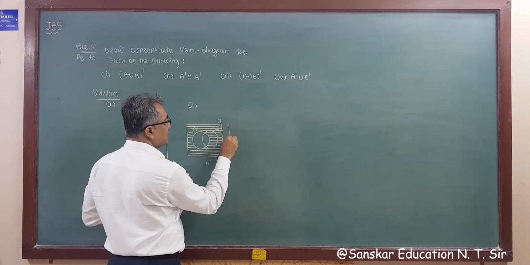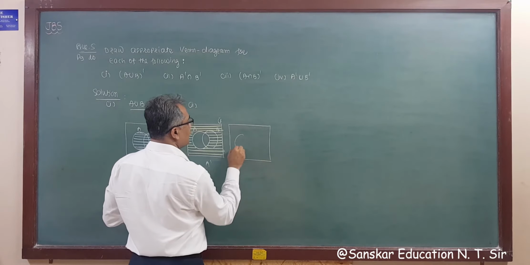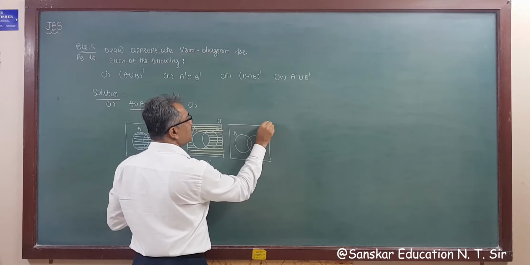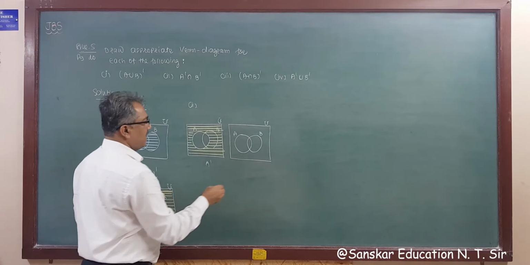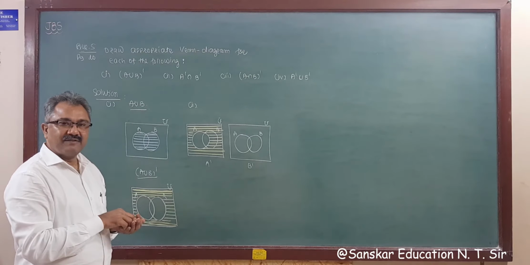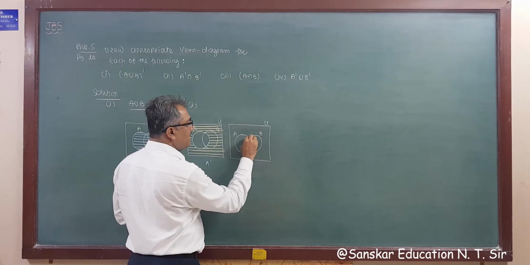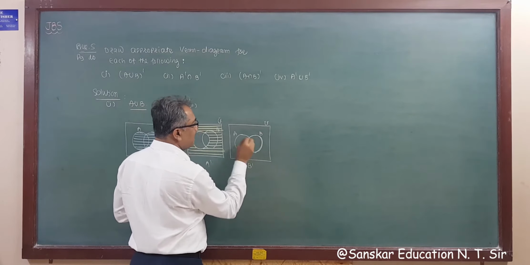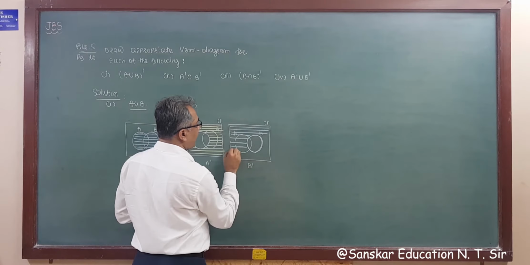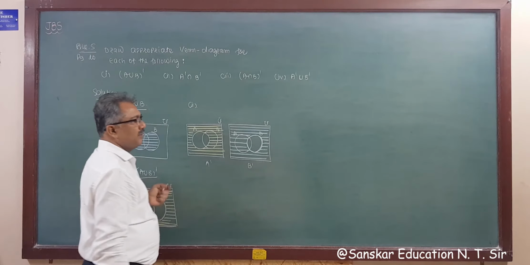B' is the set of all points which are in U but not in B. So this is set A, this is set B, and as usual this is the universal set U. Now we have to draw the Venn diagram of B', all elements which are in U but not in B. Not in B means this is your B, so other than this set, this is your B'.